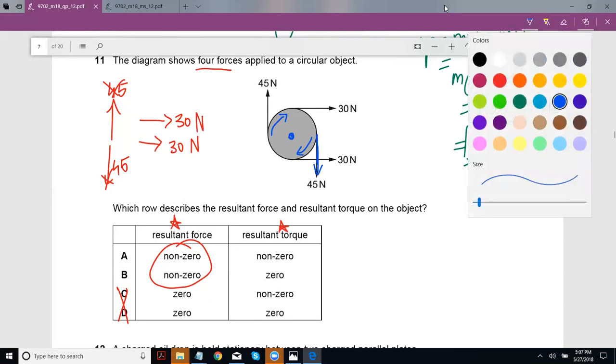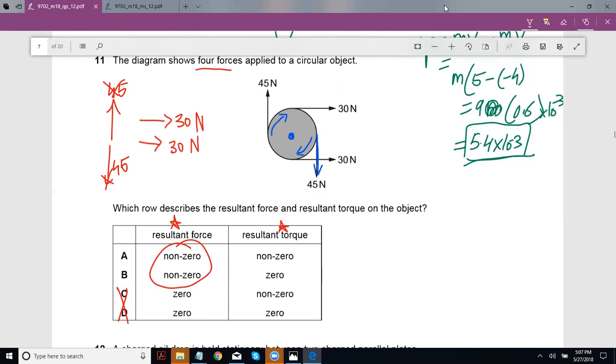If we look at the 30 Newton forces in a different color, this makes it rotate clockwise. This makes it rotate, however, anti-clockwise. So these two cancel each other out. But these two, they just reinforce each other. They don't cancel each other out. And hence you have a net clockwise rotation, a net clockwise torque, or a net clockwise moment, giving you non-zero. So that's going to be A.